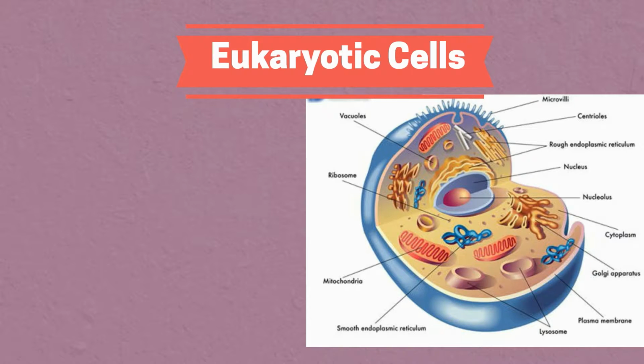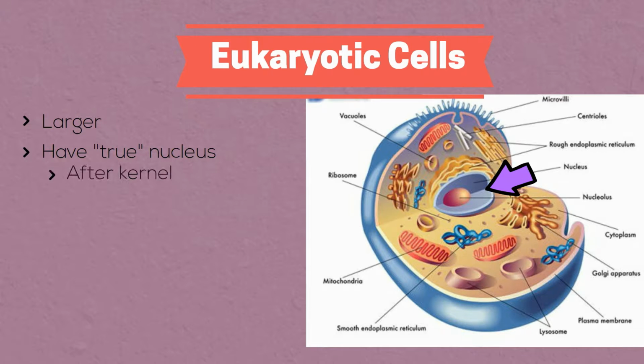Eukaryotic cells, on the other hand, are larger than the previous prokaryotic cell. They also have a true nucleus, meaning that their DNA is surrounded by a membrane-bound organelle. We also see the origin of the name coming into effect here. It's Greek as well, the eu meaning after, and of course the karyote meaning kernel. So this cell came after the kernel or the nucleus.